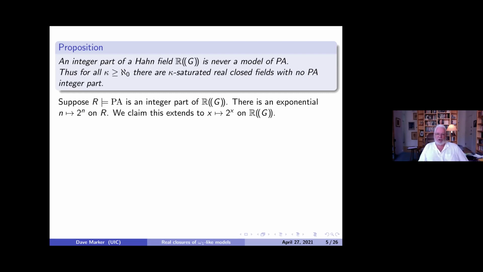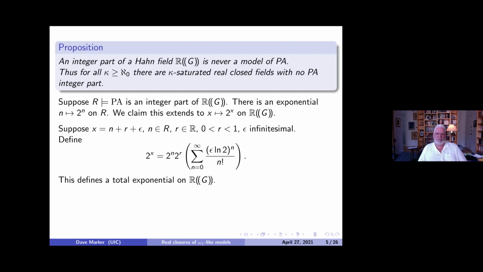Then I can get an exponential from R into its quotient field. Just use the usual exponentiation. I can exponentiate the positive elements of R in the model of PA, and that gives me a way of exponentiating the negative in R. And now I can extend this to the whole Hahn series field as follows. A general element of the Hahn series field looks like an element of the integer part plus a real number between 0 and 1 plus an infinitesimal.